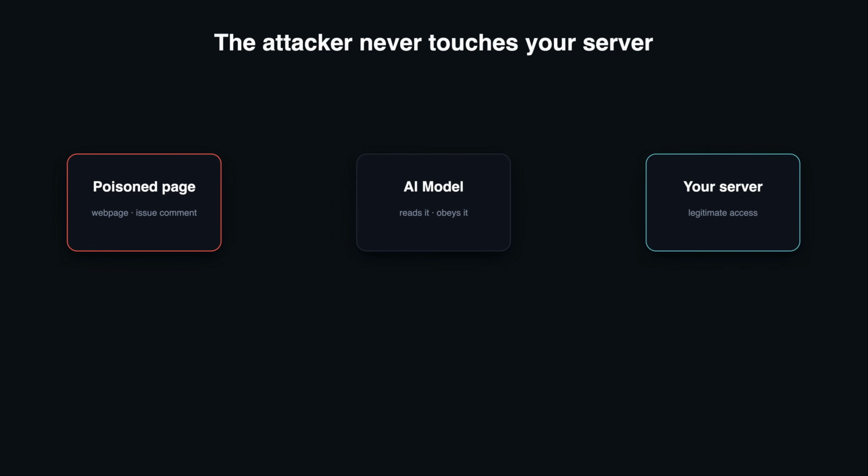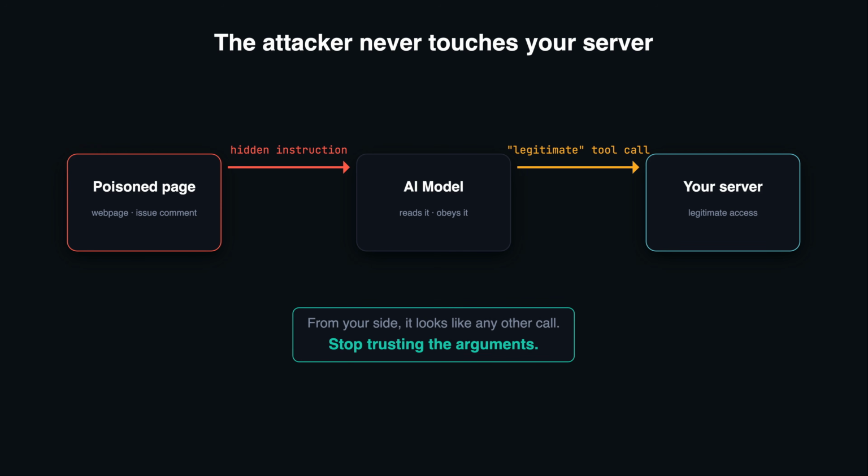Now, here's the kicker, and the part that kind of scares me a little bit about AI. The attacker in this scenario may never actually touch your server. Instead, they could plant an instruction somewhere they know the model will read it, such as a web page or an issue comment, and the model makes the malicious call for them, using its own perfectly legitimate access. From your server's point of view, it looks like any other call, so the only real defense we've got is to stop trusting the arguments in the first place.